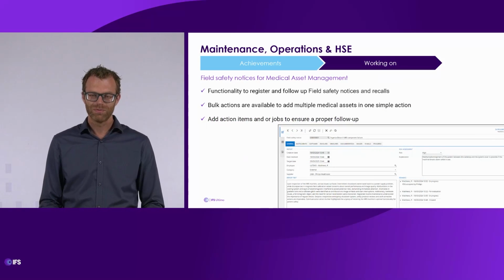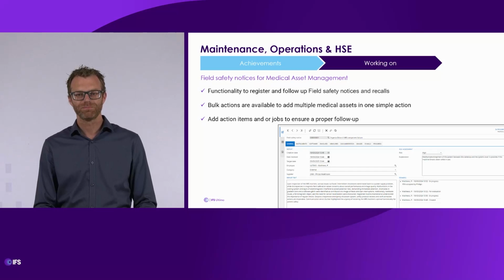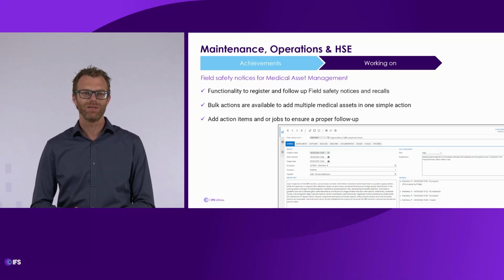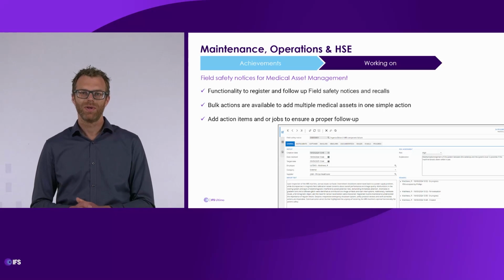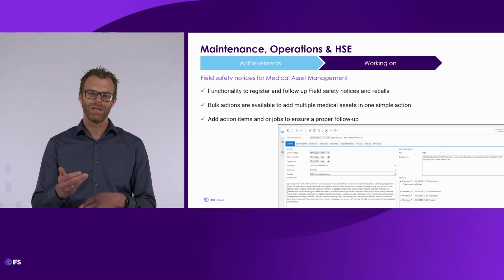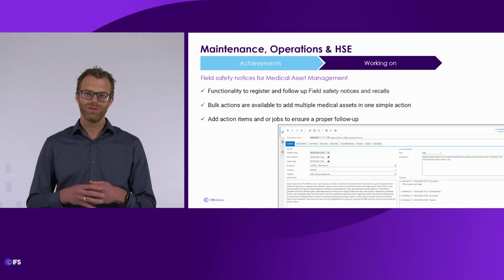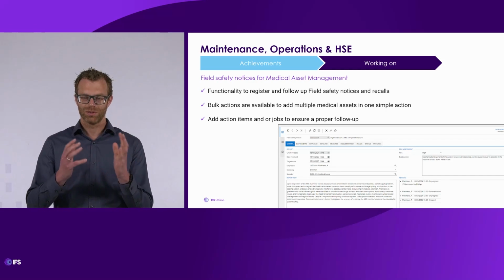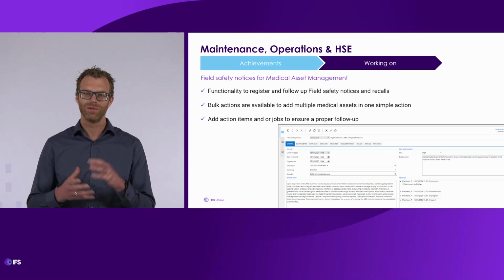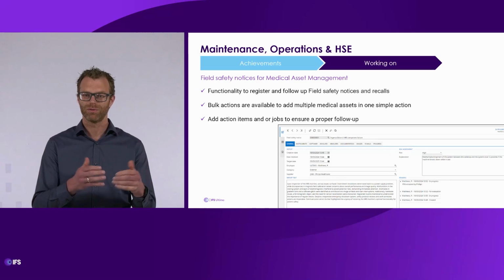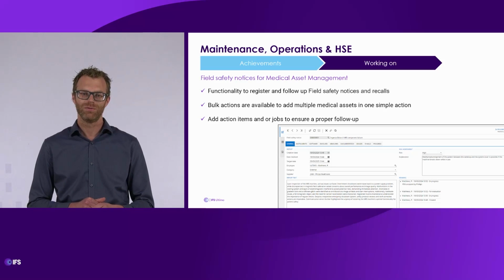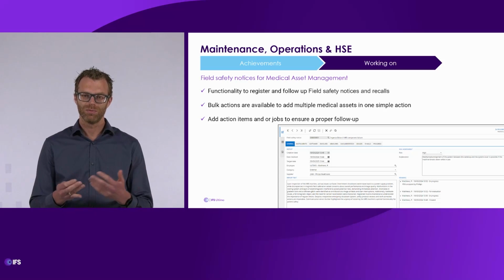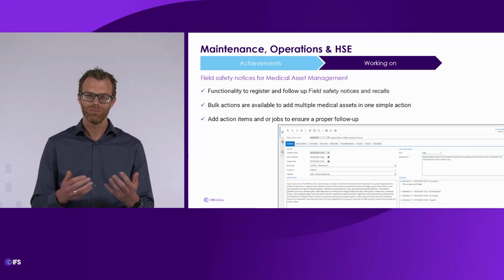We continue with the medical assets management. Here we created a central place for field safety notices, for example recalls. You can register the reason why, the target date, and then the next step is to link assets. Well, this can be done in a very simple way. You go through the selection list of the asset screen and filter on the combination of, for example, the supplier or the serial number. And then you can do a bulk action and link all these assets to the field safety notice. So the amount of administration is pretty simple and low.